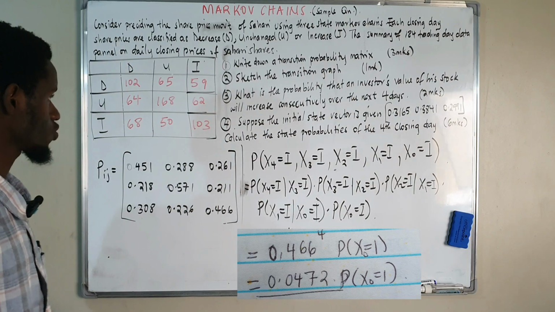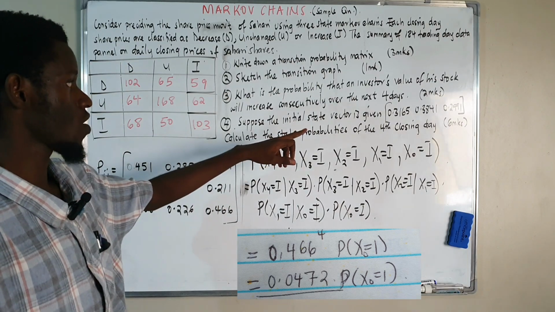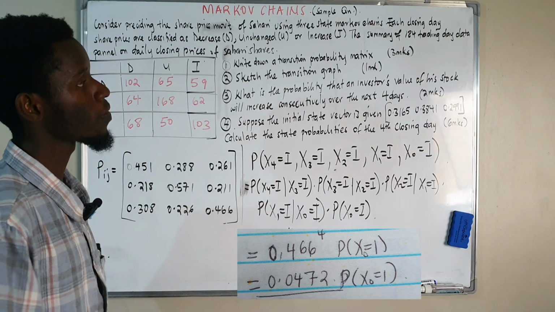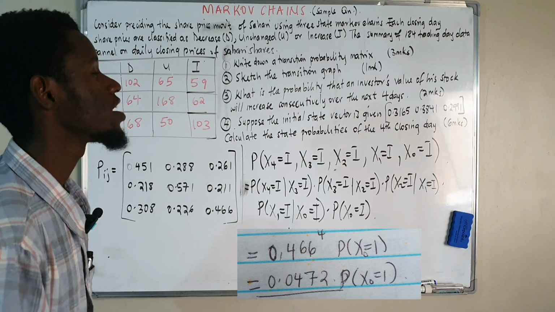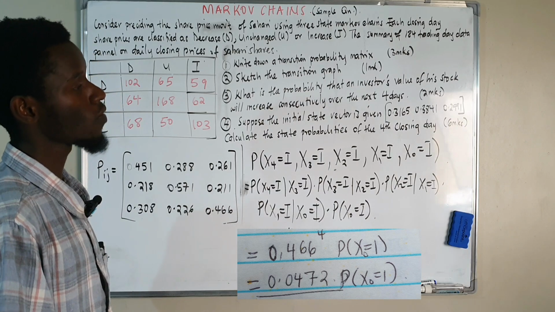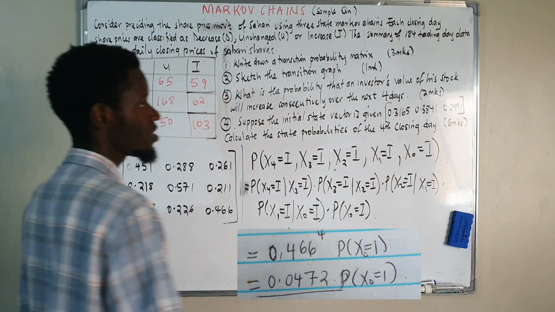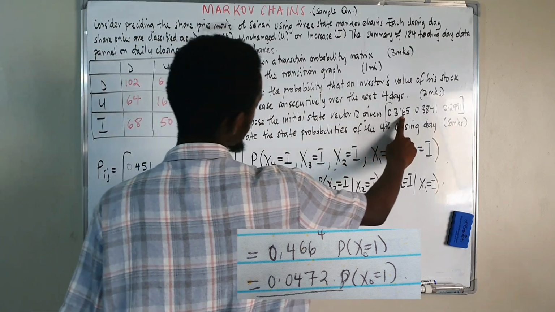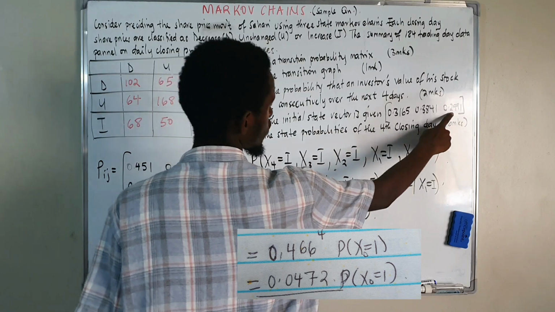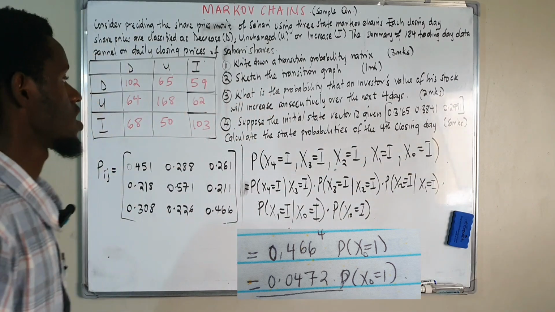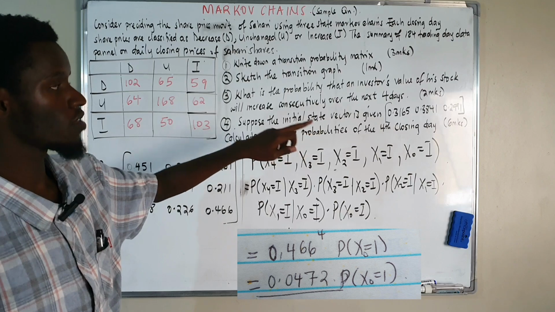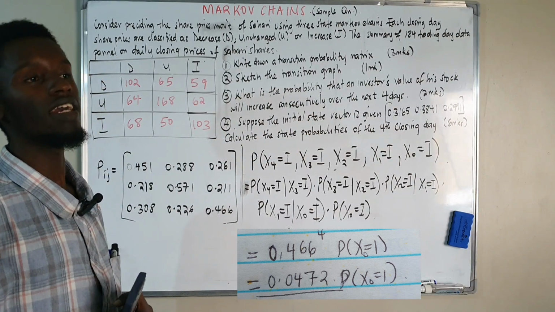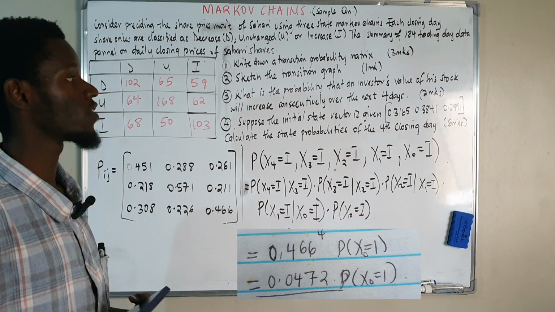Then, lastly, our question is saying that suppose the initial state of the state vector is given by 0.3165, 0.3841, 0.2991, and this is the probability of a given state. The probability of decrease is this one, probability of unchanged is this one, and probability of increase is this one. Now they're saying that we calculate the state probabilities of the fourth closing day. One has to find x equal to 4. One has to find the state probabilities on the fourth closing day.